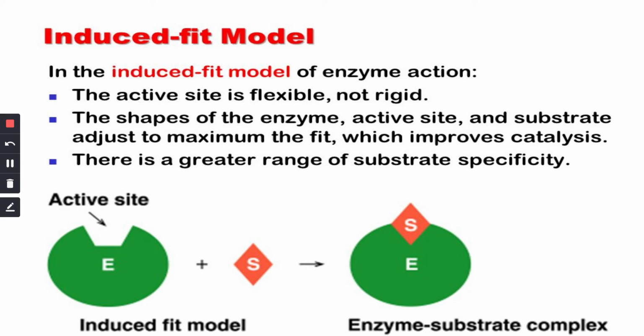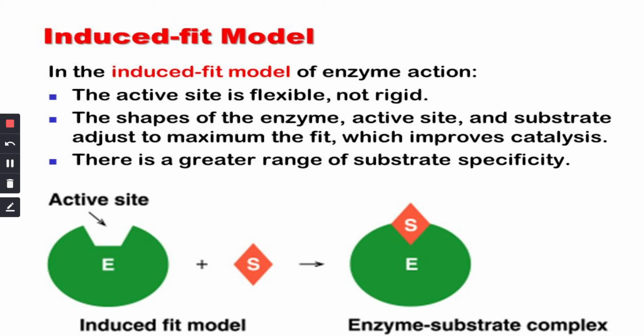That is, after the substrate binds to the active site, the active site also adjusts itself to become more tightly, complementarily packed with the substrate. So the shape of the enzyme's active site and the substrate adjust. How much will it adjust? As long as they fit to the maximum and come to a 3D shape which will reduce the activation energy to the lowest possible.